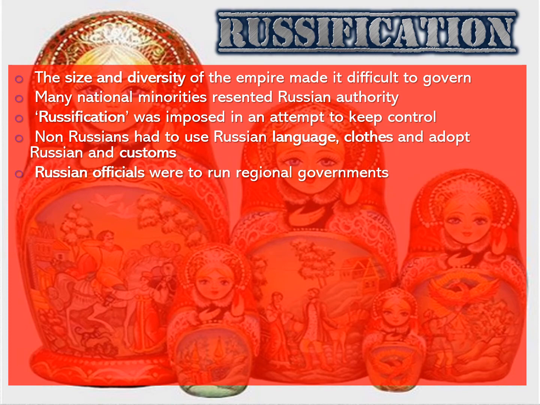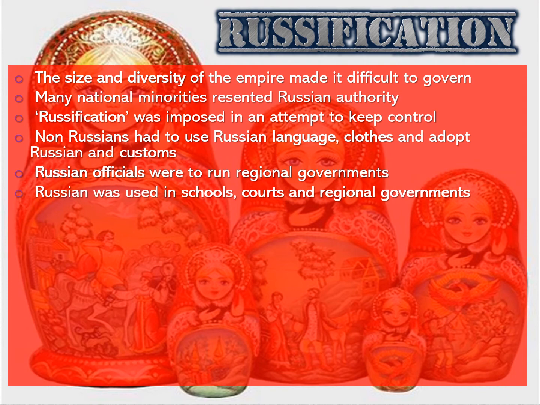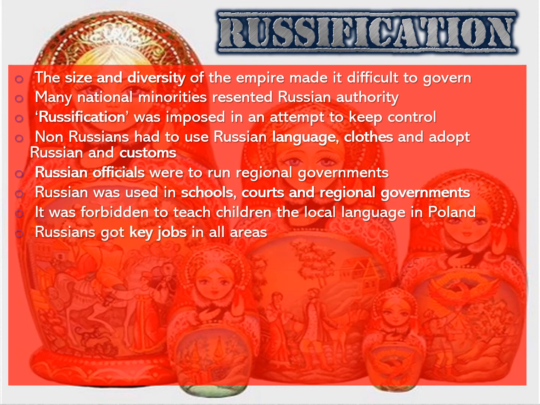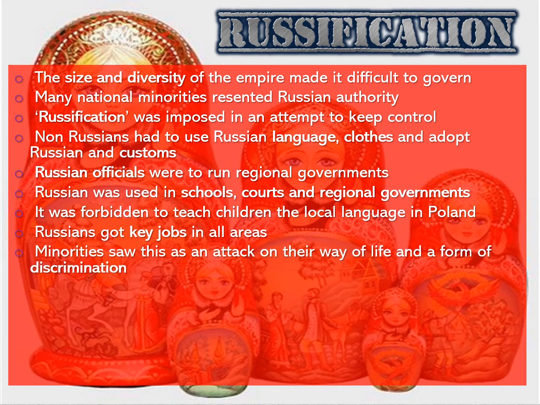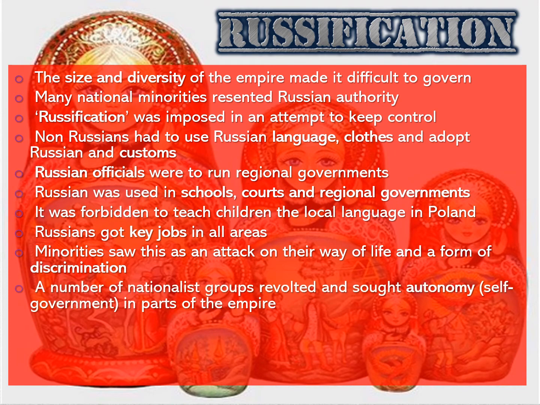Russian officials ran the regional governments. It was used in schools, in courts, in the regional governments and things, no matter where they were. It was forbidden to teach children the local language in some places, like in Poland, for example. All key jobs in the area would go to Russian people. And the minorities really saw this as a general attack on their way of life and a form of discrimination.